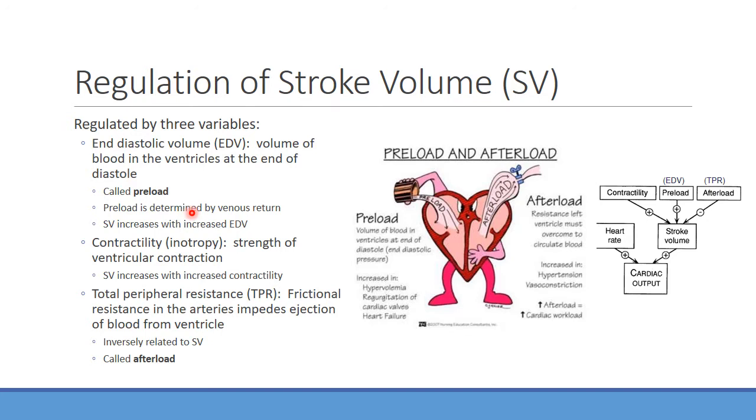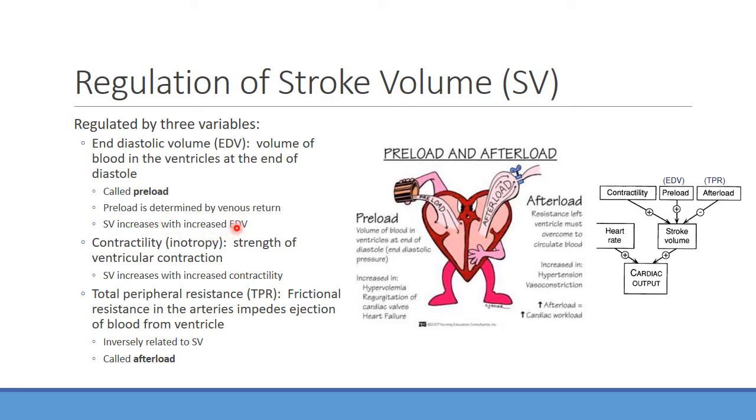Preload is ultimately determined by the venous return. If you have a ton of fluid coming back from the venous system into the, which side of the heart? Right side of the heart, and then goes into the lungs, and comes back to the left side of the heart. If you have a lot of return there, you're going to have a lot more blood within the ventricle, and that's going to increase your end diastolic volume, which in turn is going to increase your stroke volume. Okay. And as you can see, stroke volume is going to increase with an increased EDV up to a point.